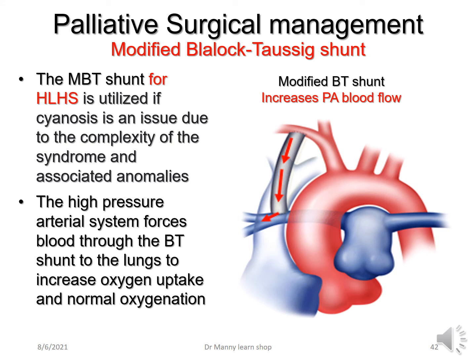Other palliative surgical management includes the Modified Blalock-Taussig shunt, which we've discussed previously. However, the Modified Blalock-Taussig shunt for hypoplastic left heart syndrome is primarily used if cyanosis is an issue, and it probably will be due to the complexity of the syndrome and associated abnormalities. The primary purpose is to increase pulmonary artery blood flow.